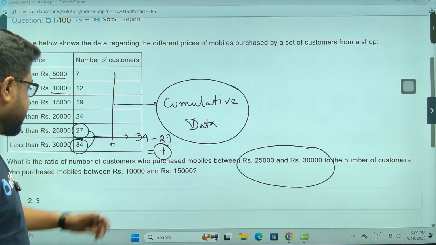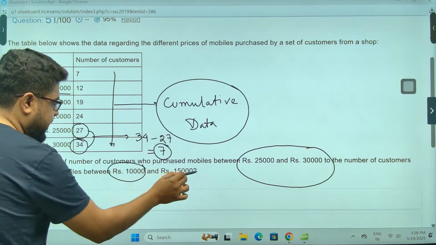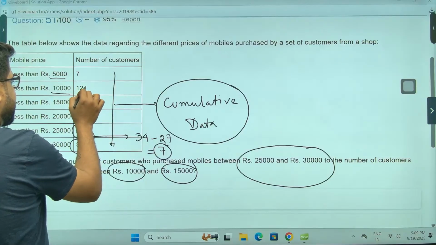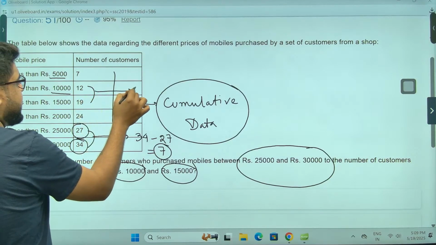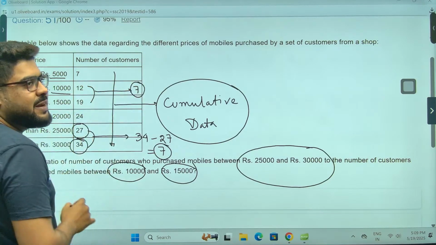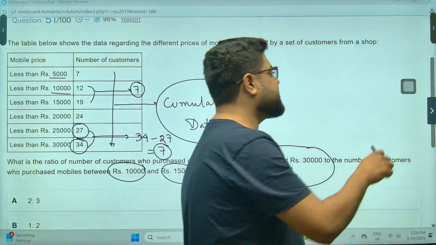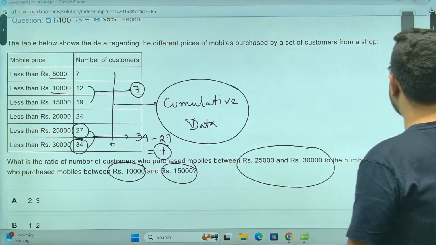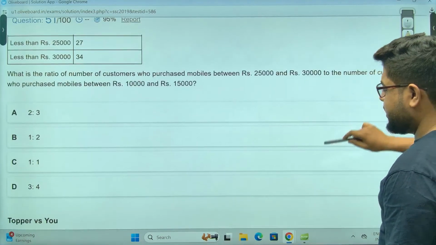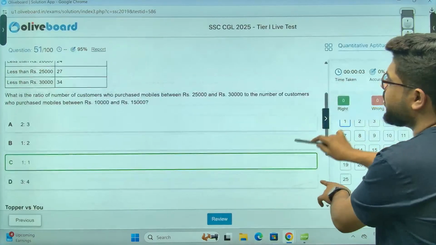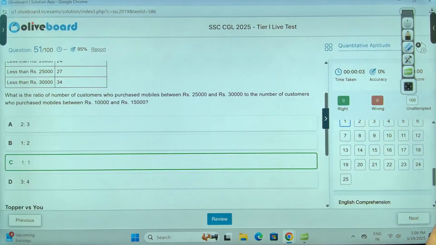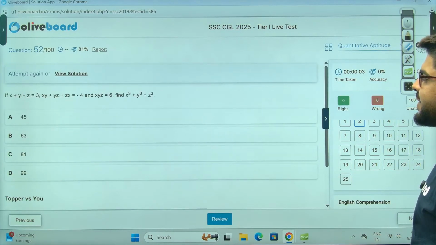Now, number of customers between 10,000 and 15,000. So 10,000 and 15,000 is this. So it is also 7, sir. 19 minus 12. So the ratio is 1:1. Let's see the option. Option C is the answer, sir. 1:1. Yes, Reena, you are again absolutely correct.